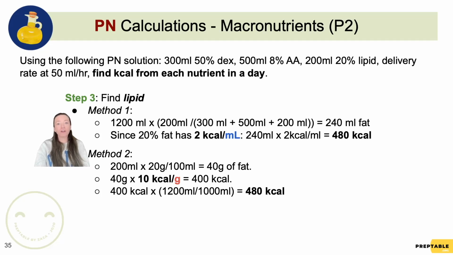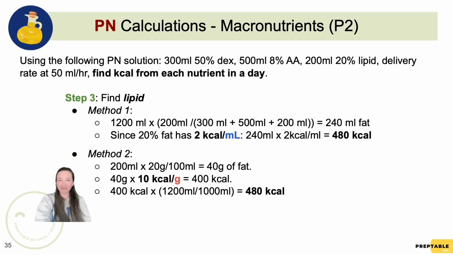From here, we can then find the total kcals provided by lipids. Since the 20% fat emulsion provides 2 kcal per ml, as we were saying earlier, we multiply the total volume of fat by the energy density. 240 ml times 2 kcal per ml, that cancels out the ml, and we're left with 480 kcals.